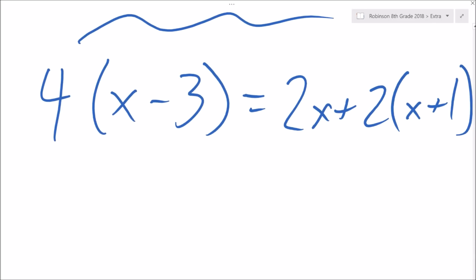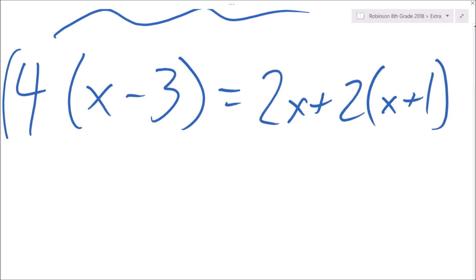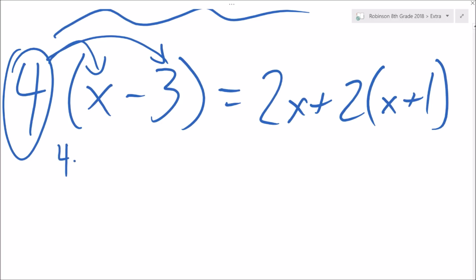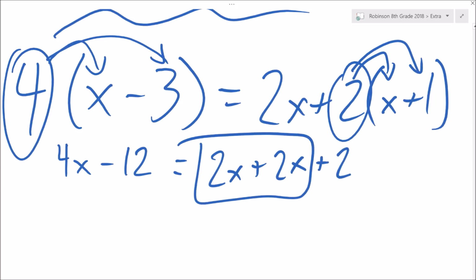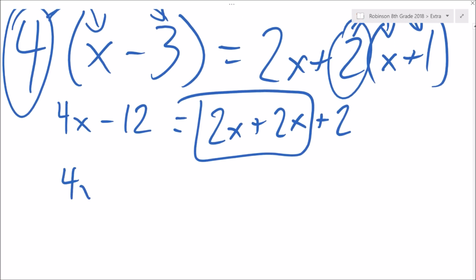Here's the last kind of equation. I'll distribute, as usual, 4 in with the x and the minus 3, so I get 4x minus 12 is equal to, on this side I'll distribute 2 with the x and 2 with the 1. Now I have 2x plus 2x plus 2. I can combine my x's together on the right side, and I get 4x minus 12 is equal to 4x plus 2. Now, once again, I'll move my x's.